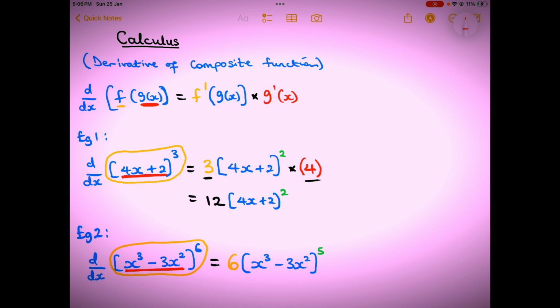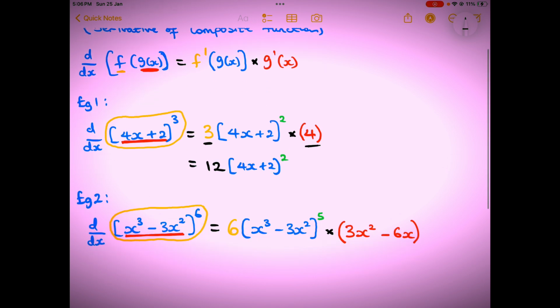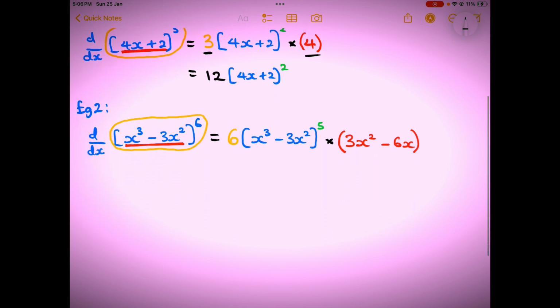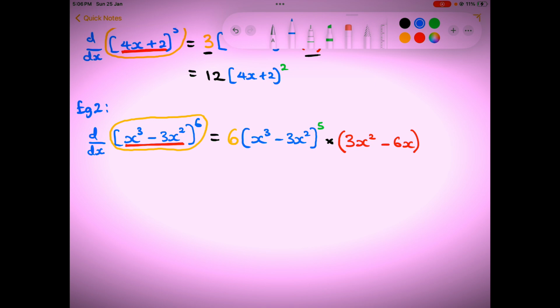So x to the power of 3 will give me 3x squared, and then the other term, when we differentiate, we get minus 6x. Then I will close the bracket like that. So after differentiating the inside, then we multiply them, right? Then we multiply them. So this one we cannot simplify further, so we just leave it as it is. Now guys, let's check some more examples.